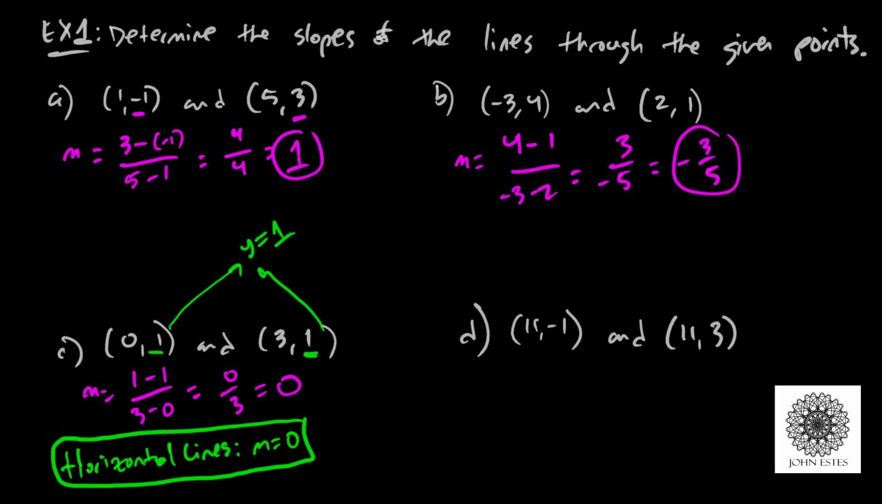Now, in part D, I have (11, negative 1) and (11, 3). So let's try it again. It's the difference of the y's. That's 3 minus a negative 1. So it's not going to be 0 this time. And I have 11 minus 11.